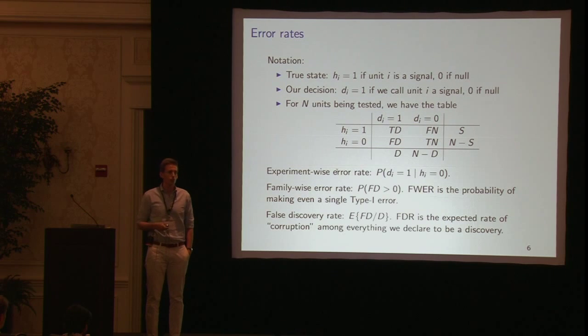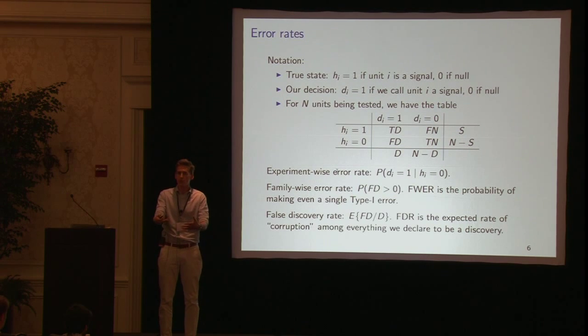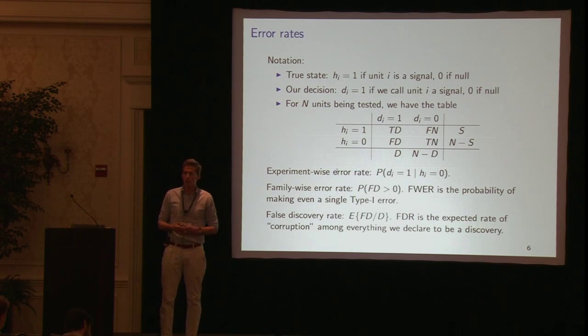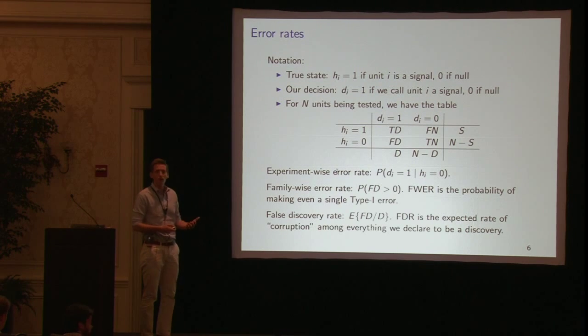And this is a very interpretable quantity. It's the corruption fraction. If I, as a statistician, am going to give you 100 cases and say, these are the ones that I think are signals, if I'm controlling the FDR at the 10% rate, I'm going to guarantee that in expectation no more than 10 of those 100 are false discoveries.